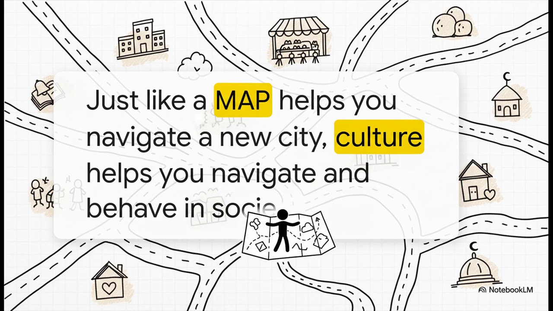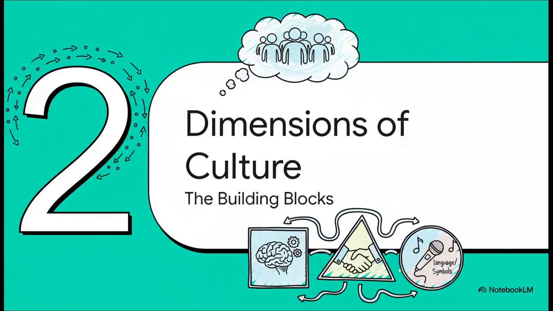Here's a really great way to think about it. Imagine culture is your map. If you're dropped into a new city, you need a map to get around, right? Well, culture is the map for society. It gives you all the unspoken directions and rules for how to act, what to say, and how to fit in.